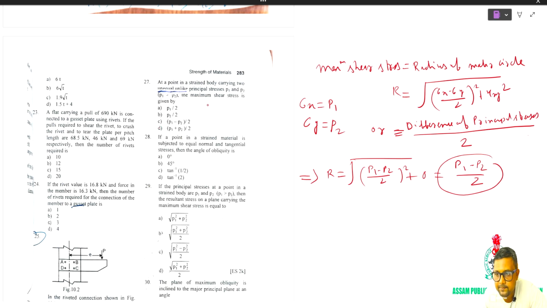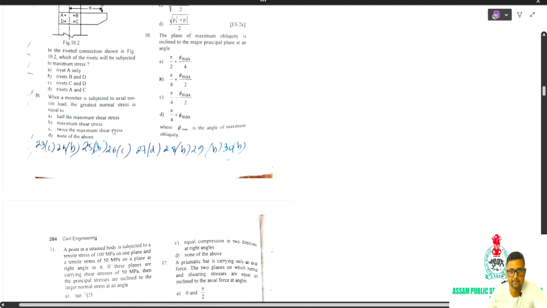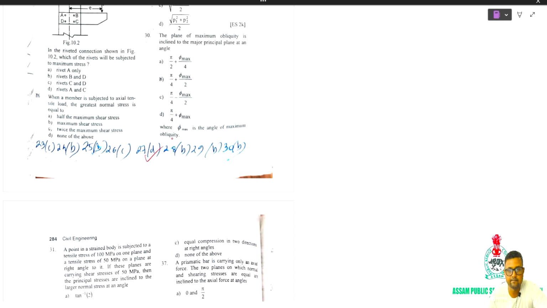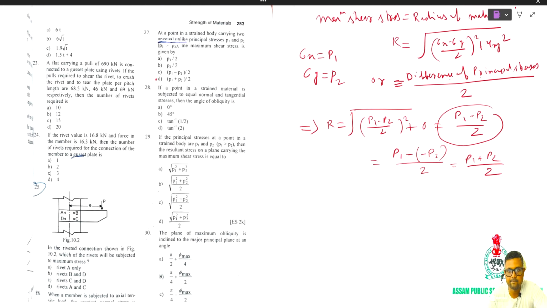Now the answer will be what? P1 minus P2, you can write here minus, into P1 plus P2 by 2. Condition D. Why? Because I have written minus, because one is tension and the other one is compressive, right? That is why I have given minus, right?